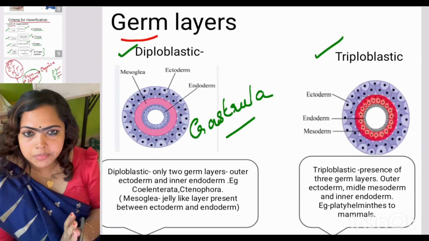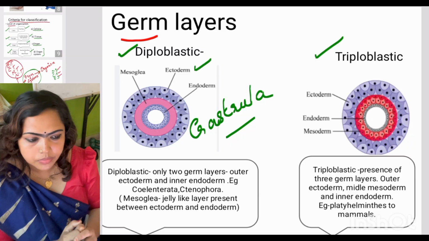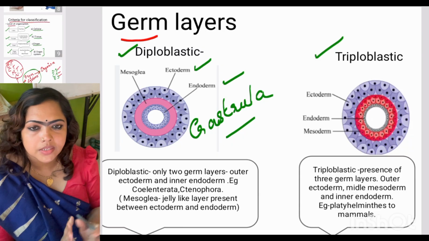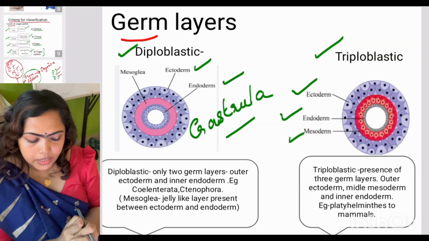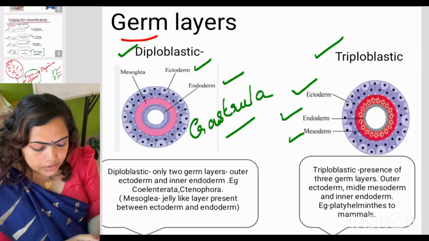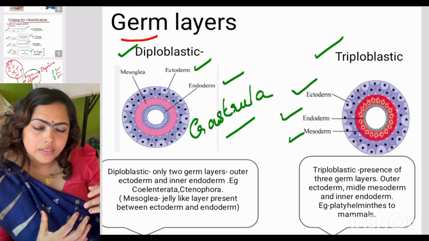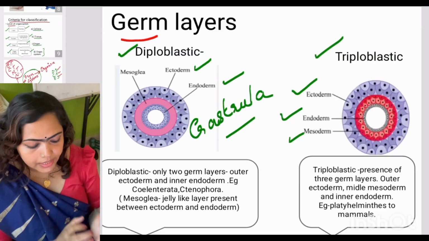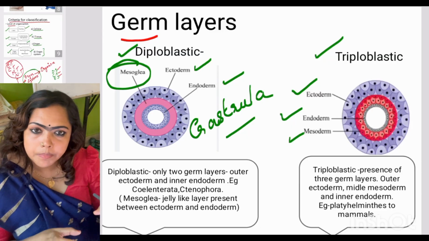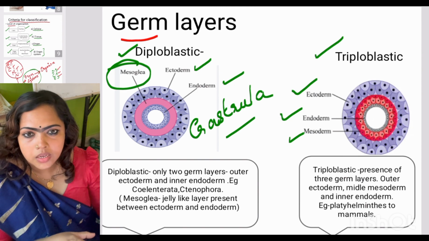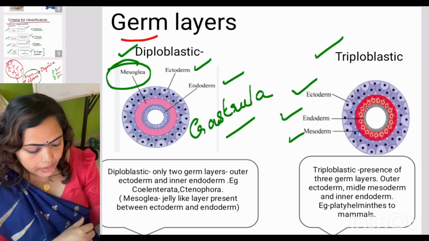Diploblastic means only two germ layers, that is outer ectoderm and inner endoderm. While triploblastic means three germ layers are present, outer ectoderm, middle mesoderm and inner endoderm. Clear? And in diploblastic organisms, in between ectoderm and endoderm, another gelatinous layer is present, and that is called as what? Mesoglea. Then one more thing, in poriferans, this mesoglea-like substance is present, and in them it is called as mesohyle. Clear?